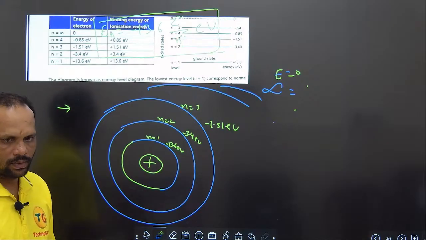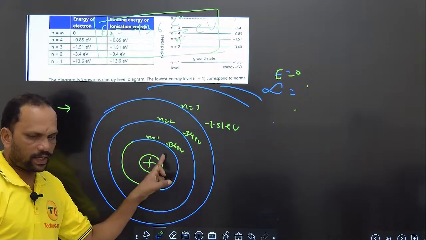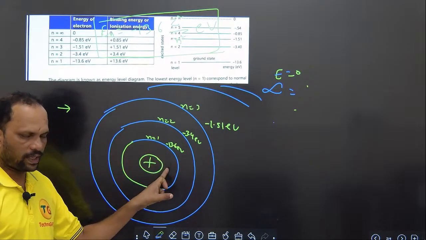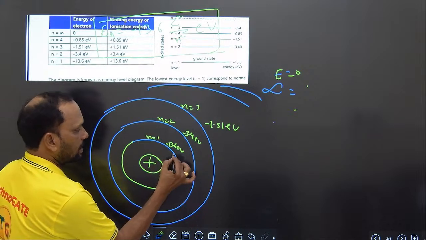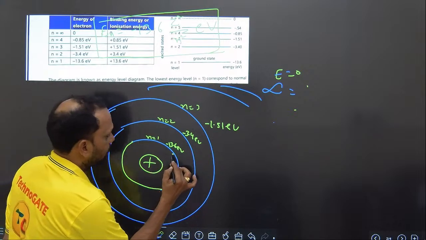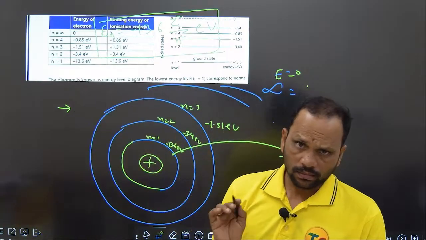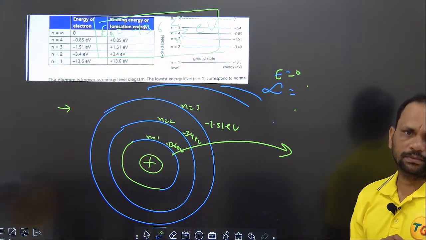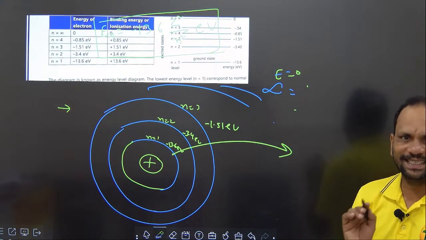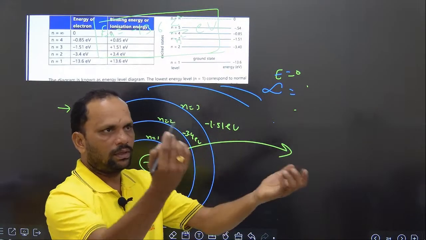Now, whatever electron is rotating in the first orbit or ground state, if you remove the electron from the ground state to infinity, or out of the atom, how much energy is required to remove the electron from the ground state to infinity?